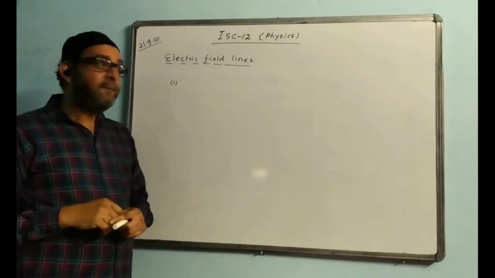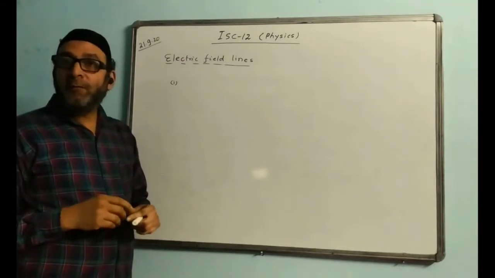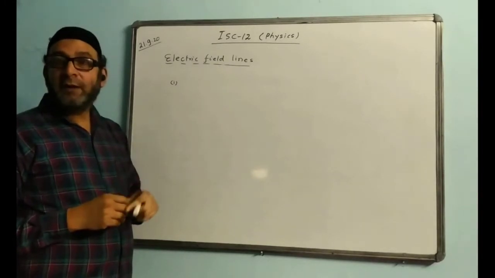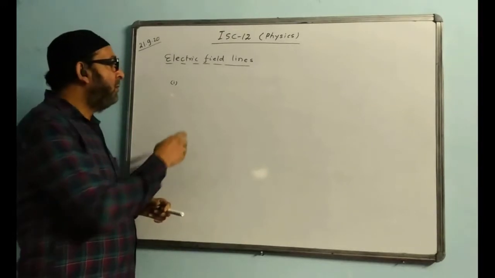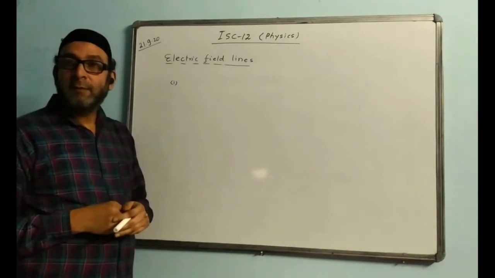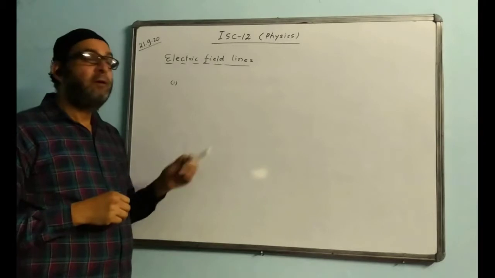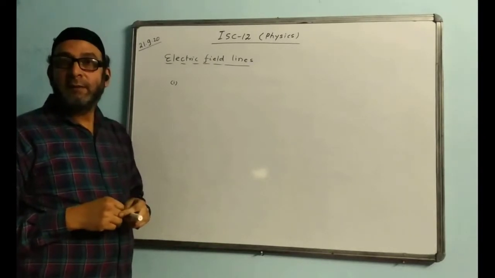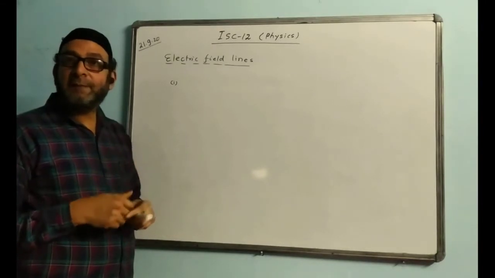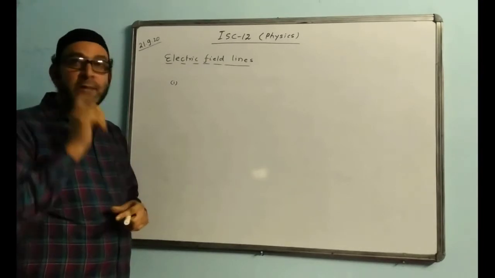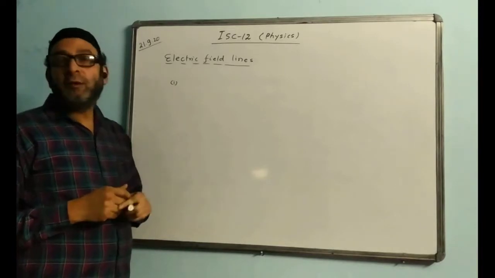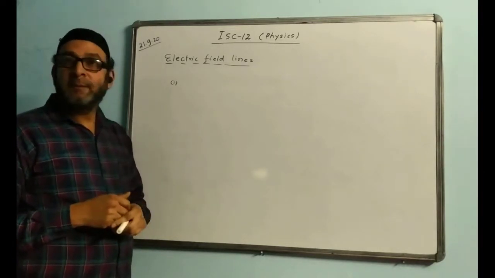And the fourth one is for uniform electric field, the electric field lines are continuous straight lines parallel to one another. Property number 4: for a uniform field, the lines are straight and parallel to one another. So I have said 4 properties, so you can note them down. And then I'll explain what it is and what its significance is.